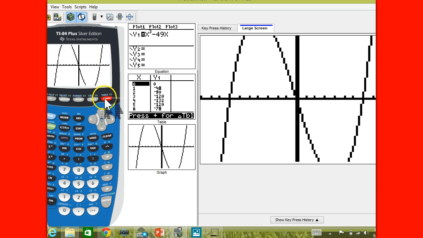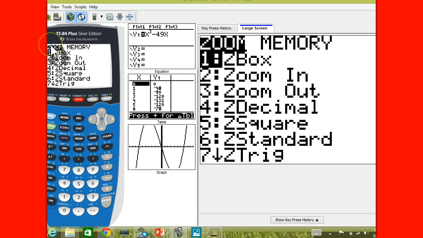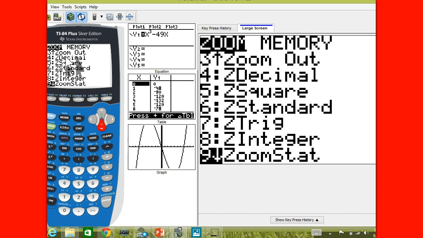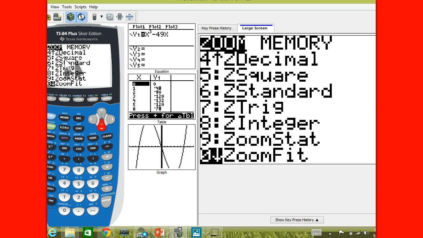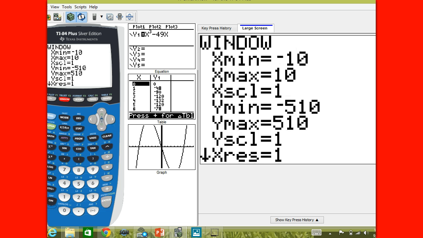By the way, just for funsies, let me go back to zoom 6 for just a second. Watch this. I'm going to go to that zoom fit again, you know, the thing that makes the perfect viewing rectangle for me every single time without me having to think about it, right? Well, yeah, that gave me a good picture of a cubic. Look at your window. That's not the best window for this graph.